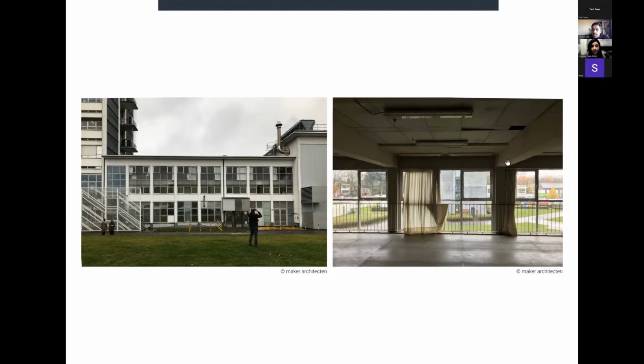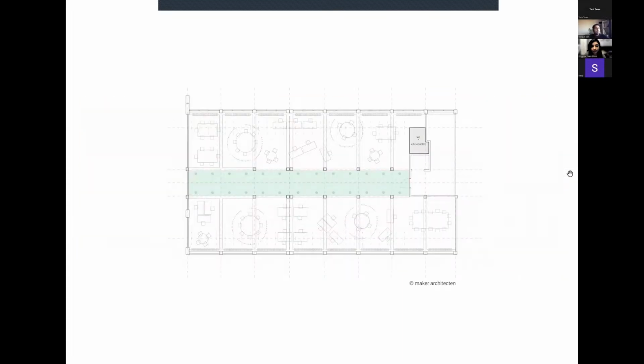And the second image shows the existing robust structure with columns and beams in concrete. The rational construction of columns and beams with a 3 meters 60 grid allows us to create a modular layout inside the office space. And the central elongated horizontal shaft is used as a technical shaft, which acts as the backbone of the office itself.